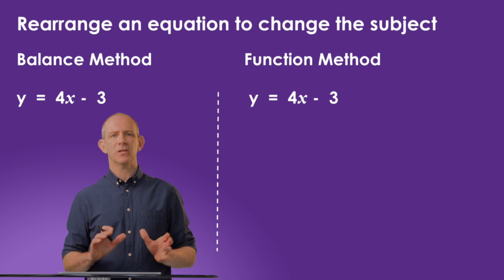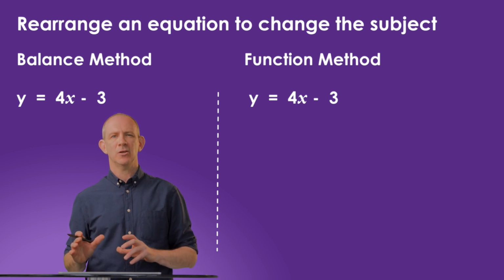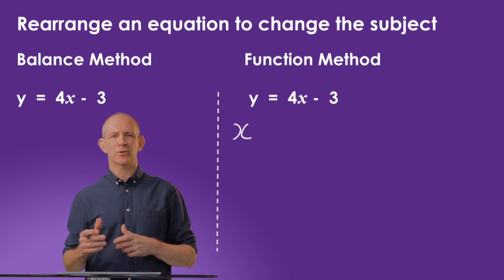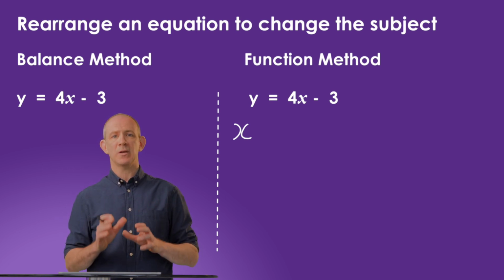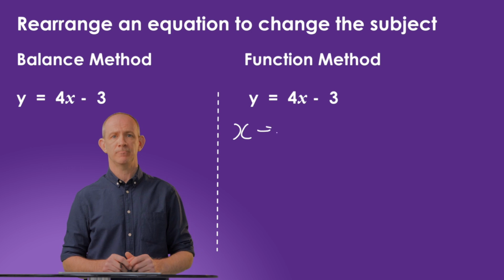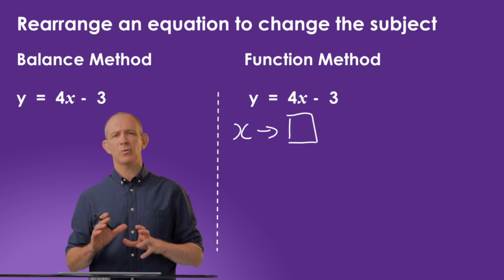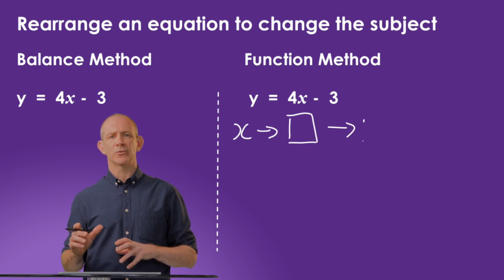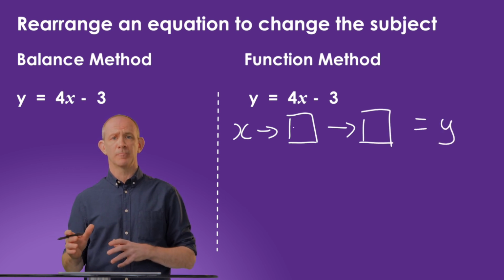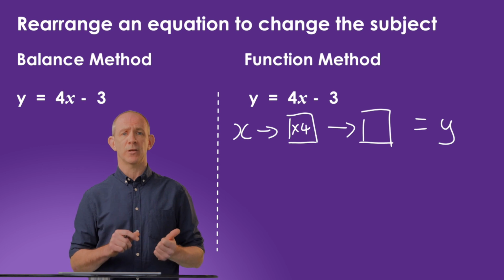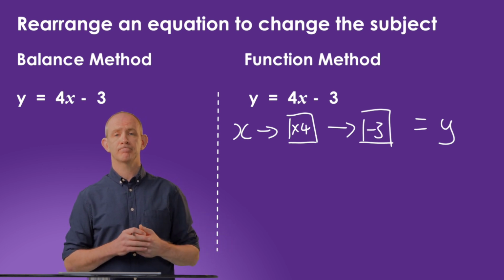First of all, let's look at this as a function calculator, which is a written method of our thought process using BIDMAS. We'll start with x because that's what we mean to make the subject of the equation. What would be the first thing we'd do if we knew what x was? Going through BIDMAS, we know the first thing we'd do is times by 4, and then we would subtract 3, and that would equal y.